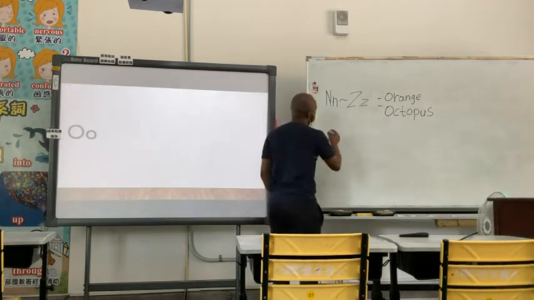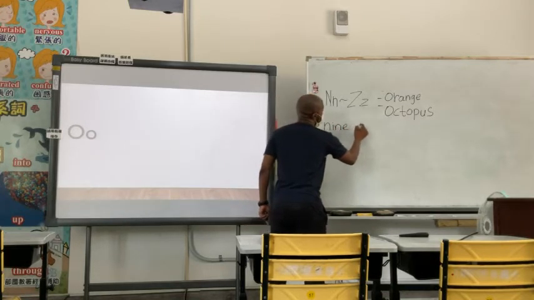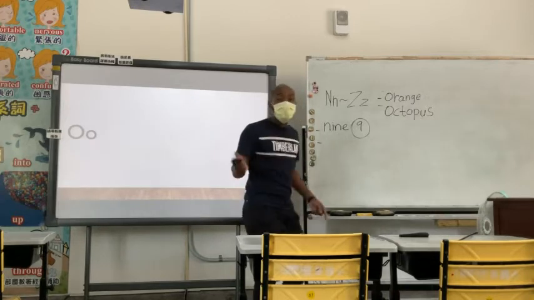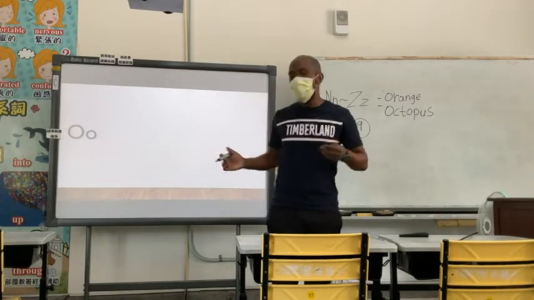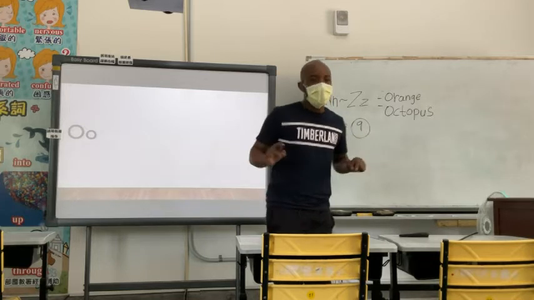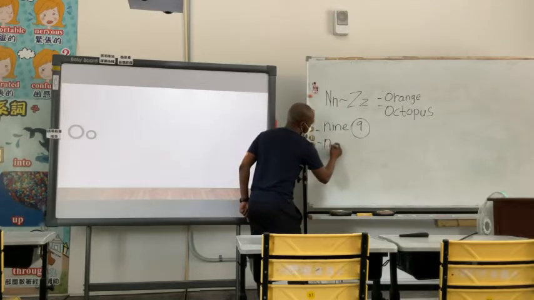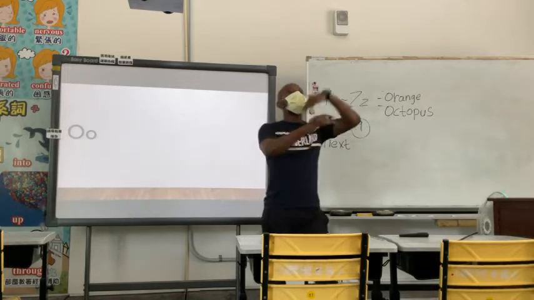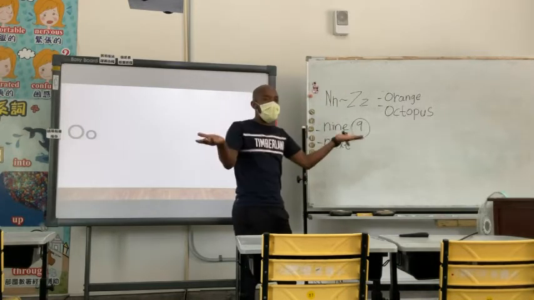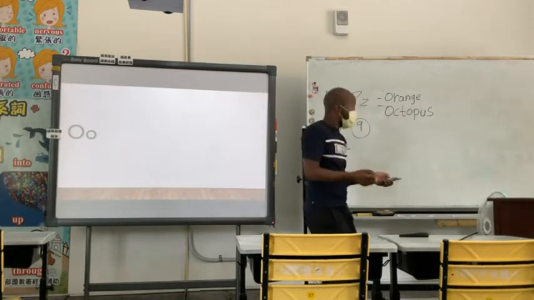Oh, I forgot, we also should have done words for N. You can say nine, that's number one. Number two, we have nest, and what else? N. One day I used to say, who's next? Next, please. So we have nine and next. Who's next? I'm the first. We have orange and then we have octopus.